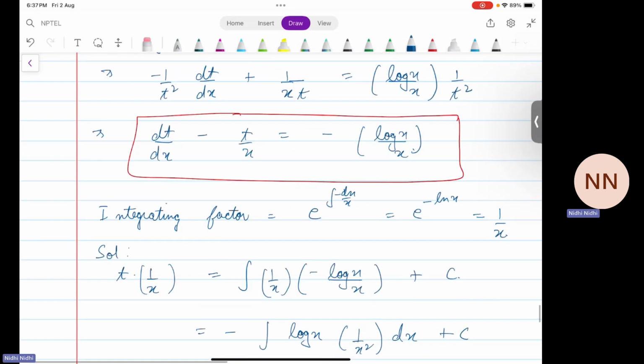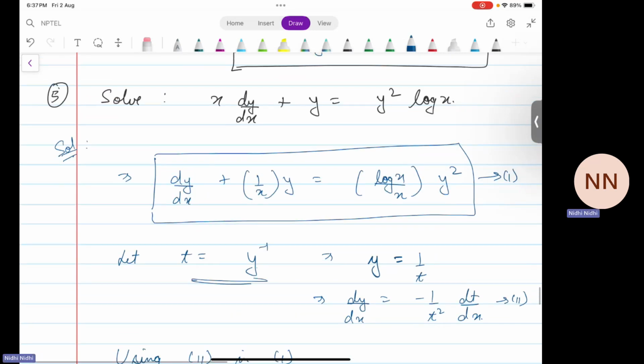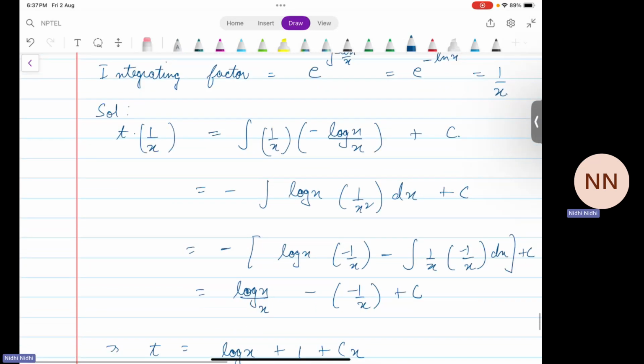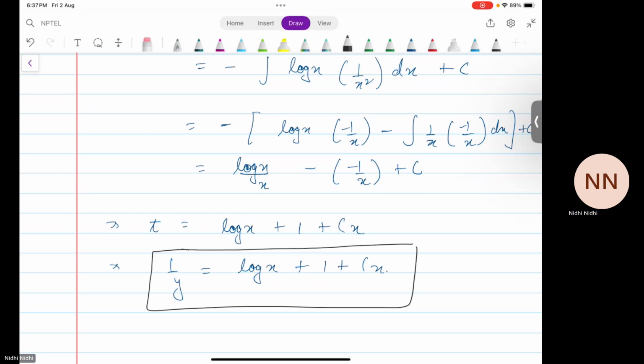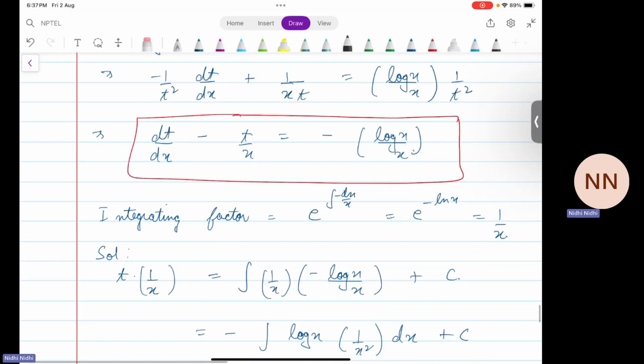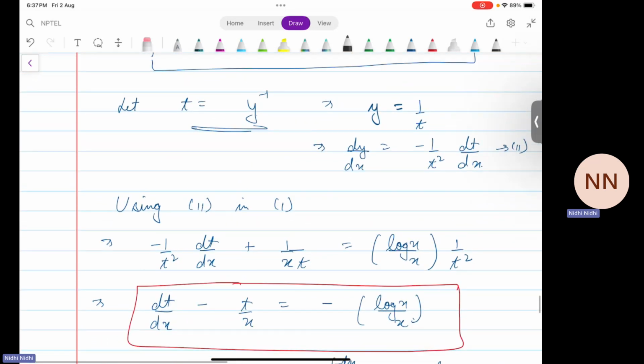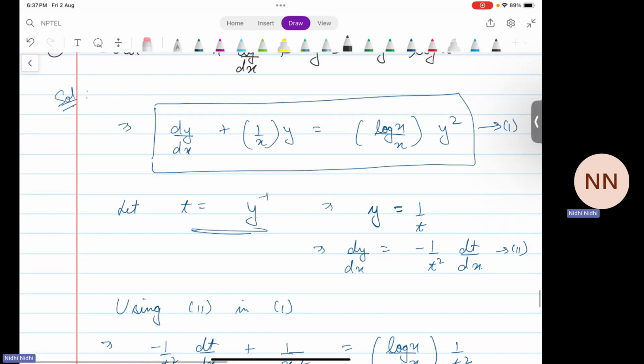And what was t? t was 1/y. Substituting the value of t here, we get 1/y = log x + 1 + cx. So this is a solution. I hope all the steps in this solution were fine with everyone. If you have any doubt, you can just let me know.